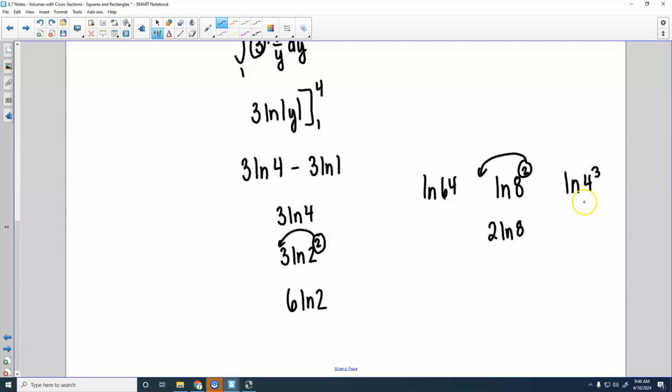Oh, no, it's 2. No, it's 2 to the... Because 4 will break down again, right? Then you'd have 3 natural log of 4. But 4 would break it down again. 3 natural log of 2 squared. 6 natural log of 2. Yeah. And it equals 3 natural log of 4, and natural log of 64. They're all equal to each other. Any of those answers would be accepted.